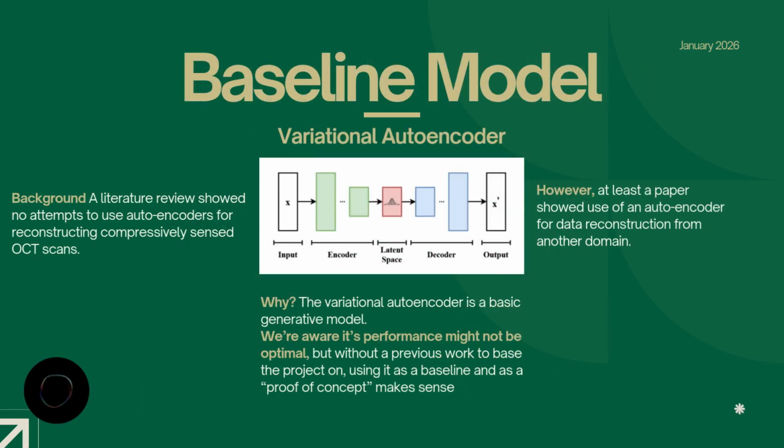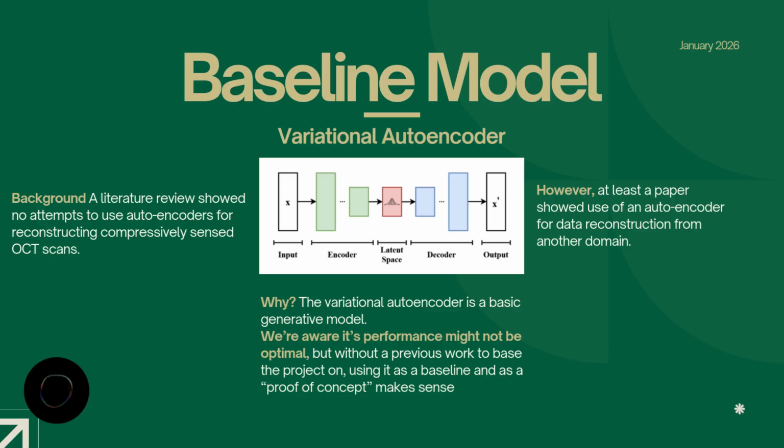So for our baseline, we're starting with a VAE and the reason is straightforward. It's a basic generative model, so it's a sensible first step for reconstruction and for learning a compact latent representation. We're aware that a standard VAE might not be optimal, but since there's limited prior work in our exact setting, using it as a baseline and proof of concept makes sense.